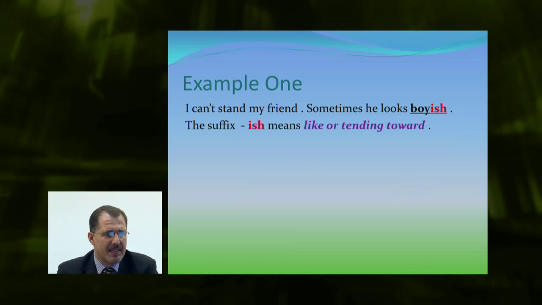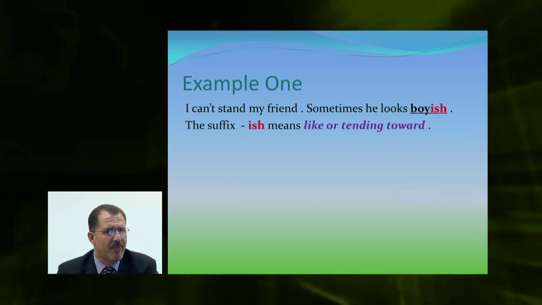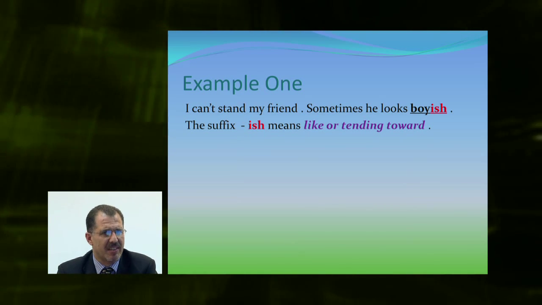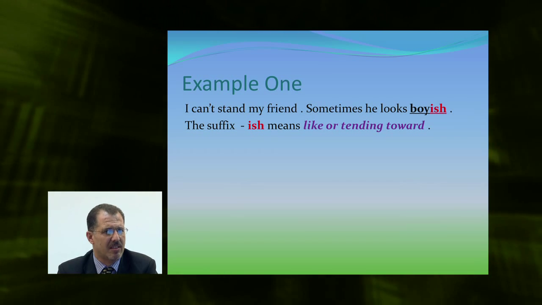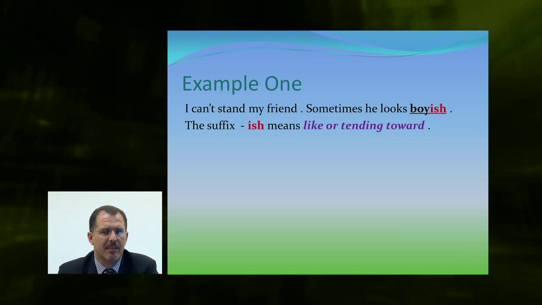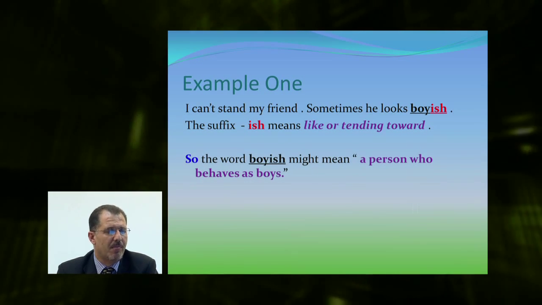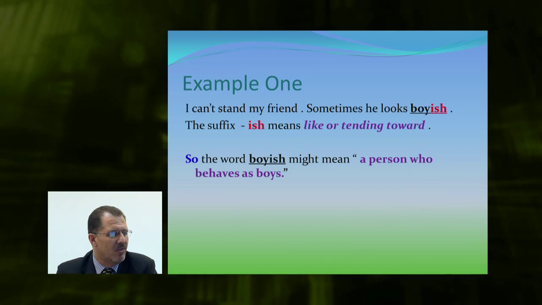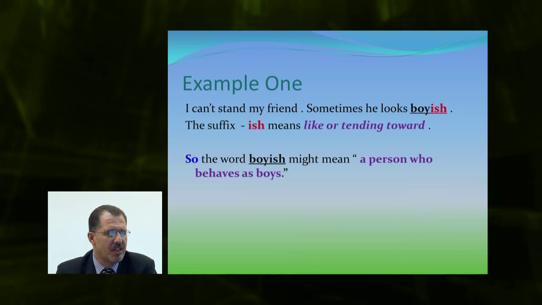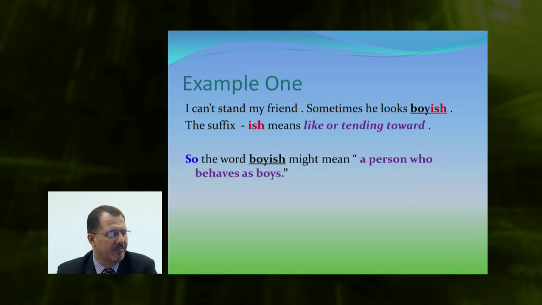The suffix ISH means like or tending toward, as we said before. Do you remember the table, the meaning of suffixes, and the examples that we have just introduced? Here, the suffix ISH means like or tending toward. So, the word boyish might mean a person who behaves as boys. Again, the word boyish might mean here a person who behaves as boys.